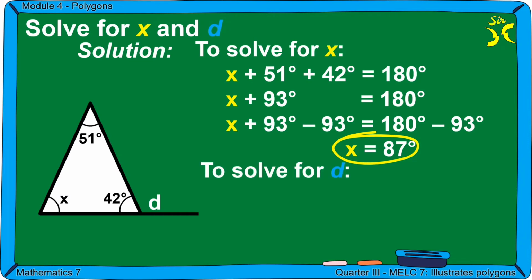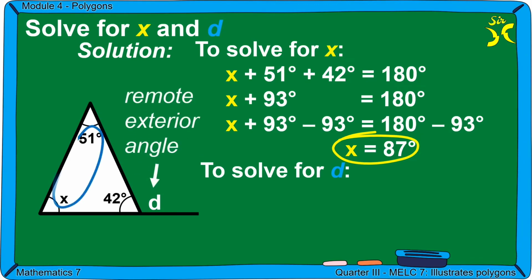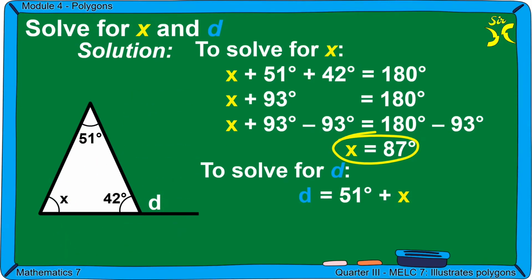Using the exterior angle theorem, the measure of the exterior angle of a triangle is equal to the sum of the measures of the two opposite interior angles of a triangle. Therefore, D is equal to 51 degrees plus x. Got it? Good. Now let's continue. Substitute the value of x, which is 87 degrees, so we have 51 degrees plus 87 degrees is equal to 138 degrees. So D is equal to 138 degrees.